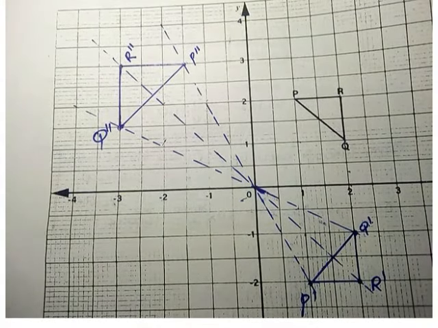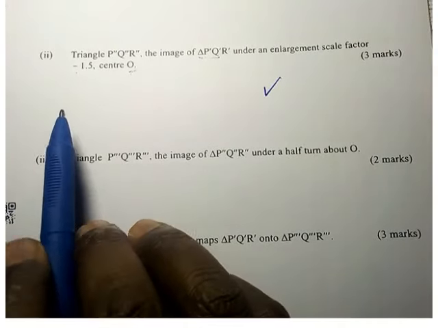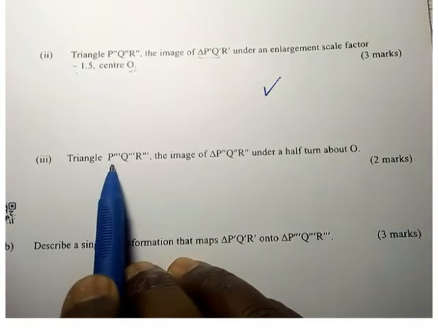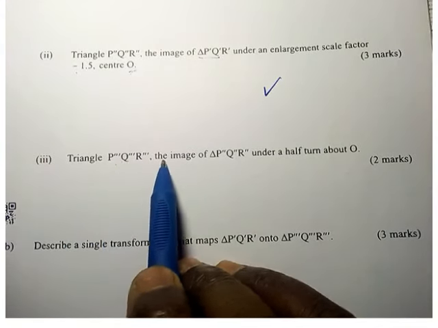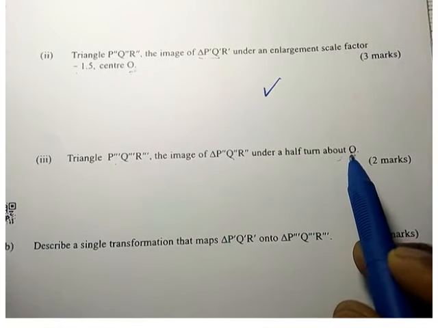You have that figure now. So we have drawn this one. Our 3 marks is intact. On the same grid, draw triangle P, which is going to be this, and it is the image of this under a half turn at origin, a half turn.